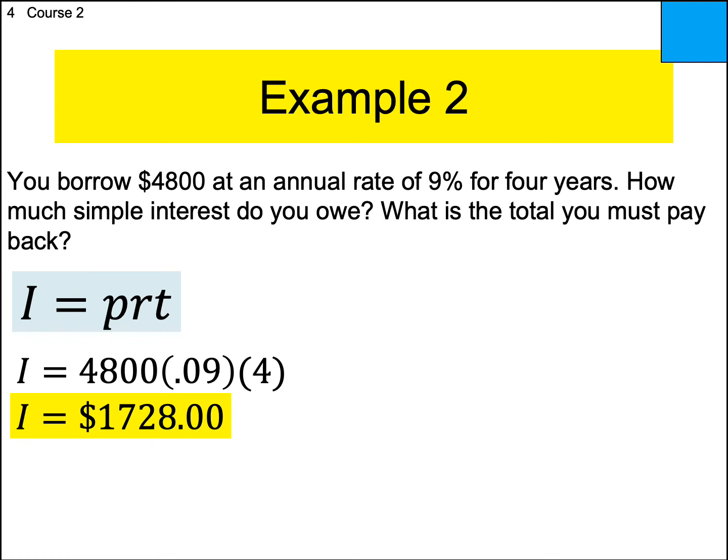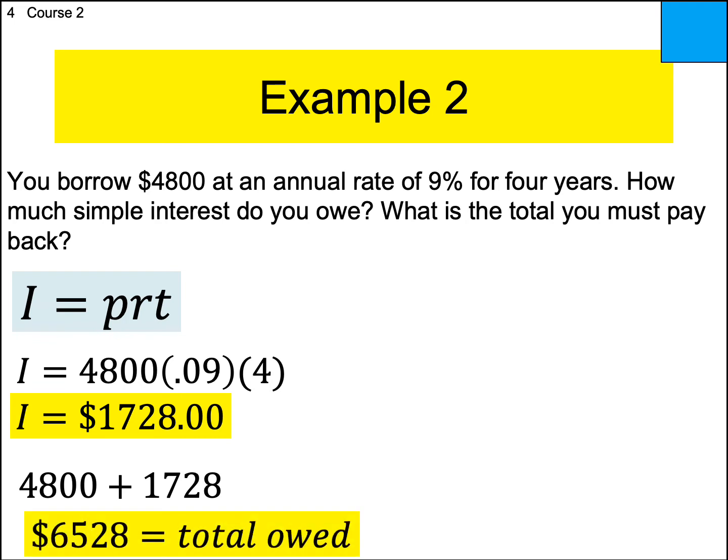$1,728. So not only do you owe the bank the original $4,800, you owe them an additional $1,728 in interest payments. That's the fee, basically, that you pay to the bank for them giving you $4,800 for 4 years. Add those two together, that's how much you owe the bank. Wow, those numbers really add up.